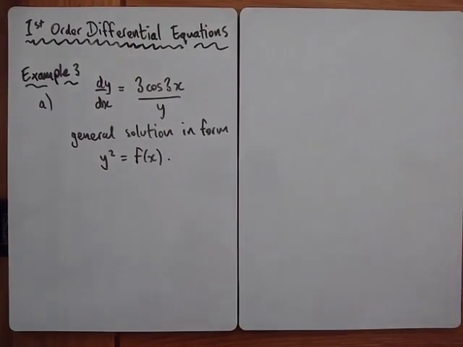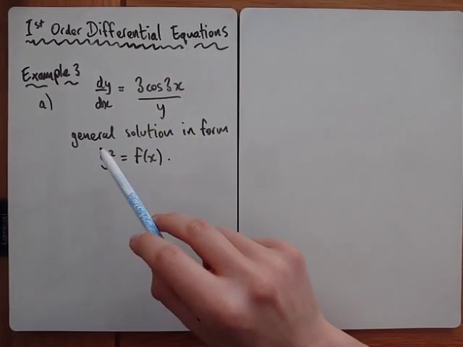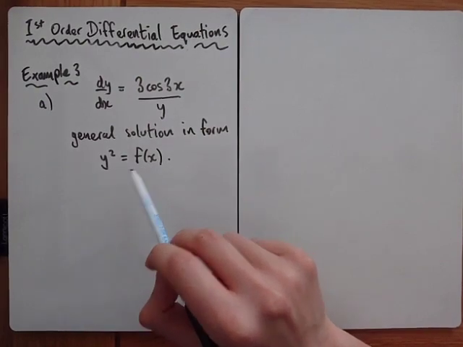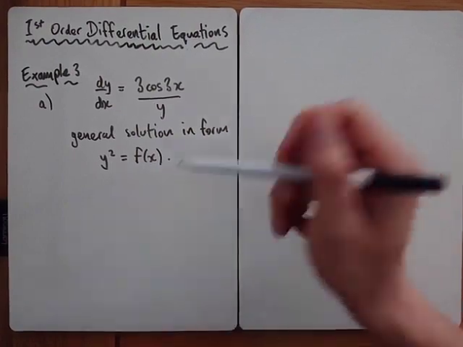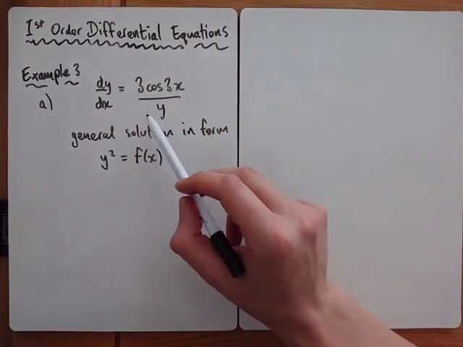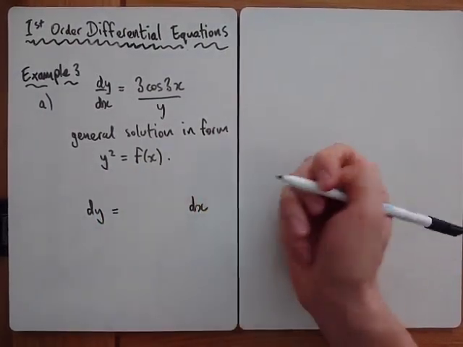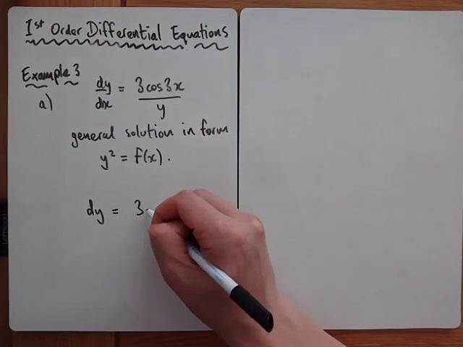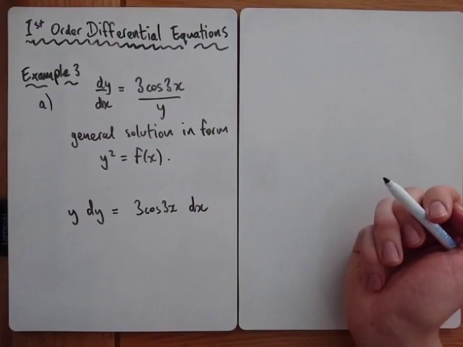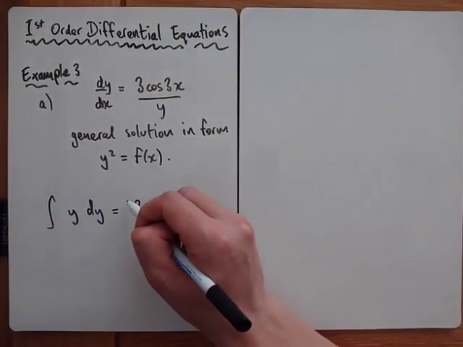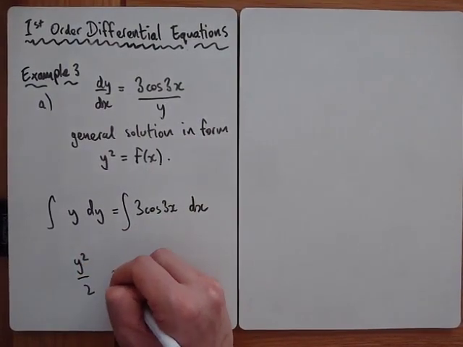So example 3, we've got dy by dx is equal to 3 cos 3x divided by y, and we're going to first of all find the general solution in the form y squared equals. Remember, in the exam they will normally give you the form that you're aiming for. Okay, so if we start by separating the variables, the dy on the left, the dx on the right, multiplying up, we're going to have 3 cos 3x, multiplying by y, we're going to get y on the left hand side. So if we integrate both sides, we'd get y squared over 2.